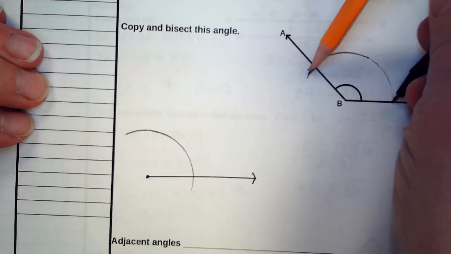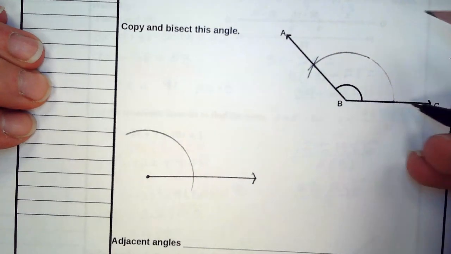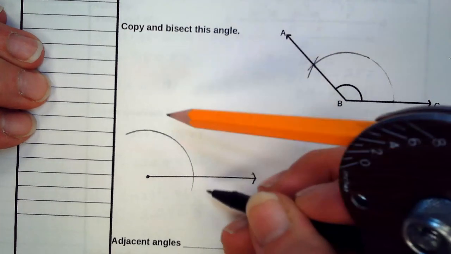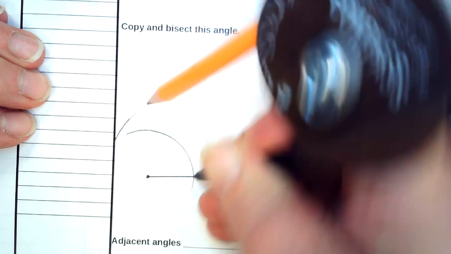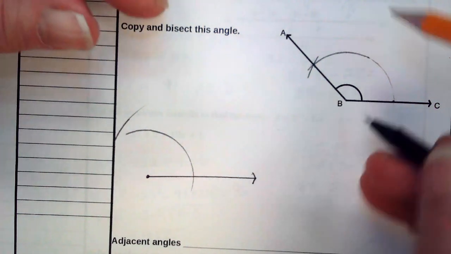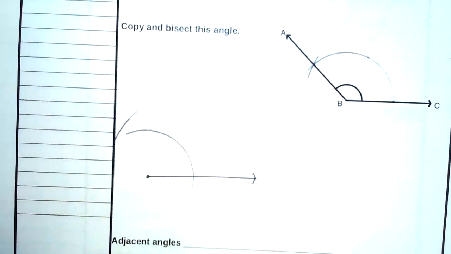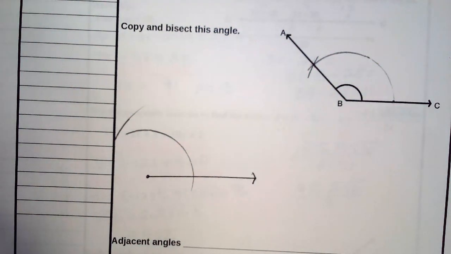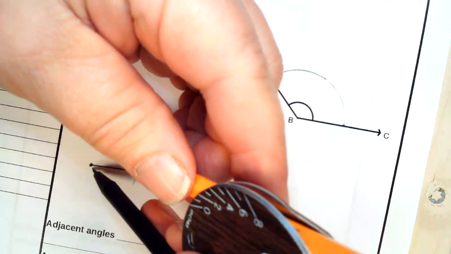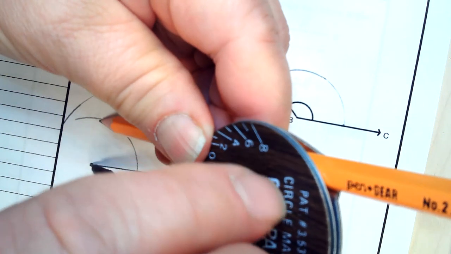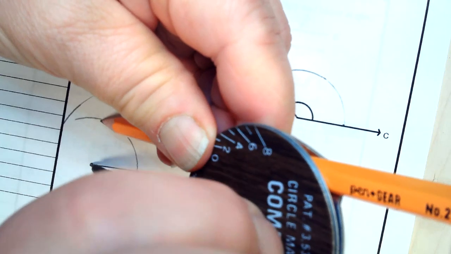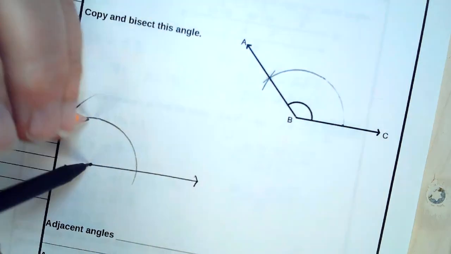So here's my point of intersection. Remember, I've gone to this point here. Once again, my point of intersection. Ooh, what did I do wrong? I'm going to have to readjust. Remember, we don't always get it right the first time. That's okay. It is a learning process.